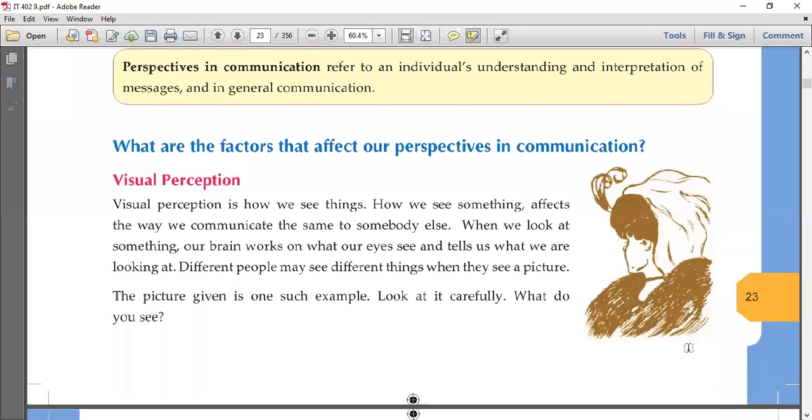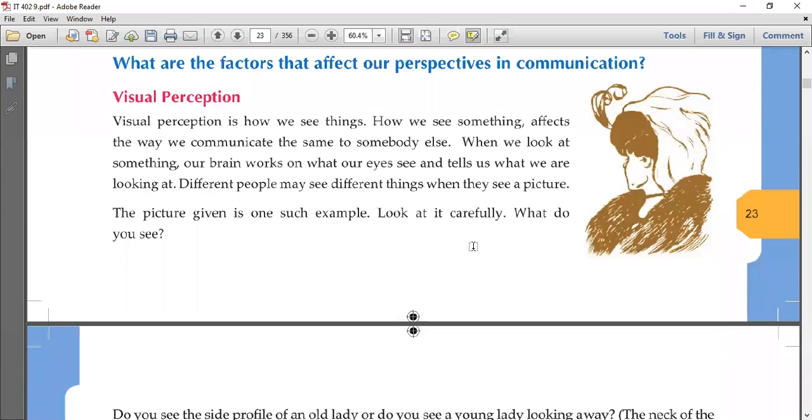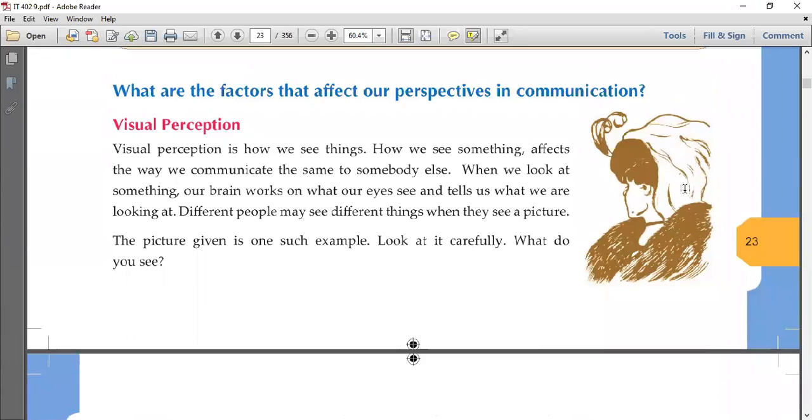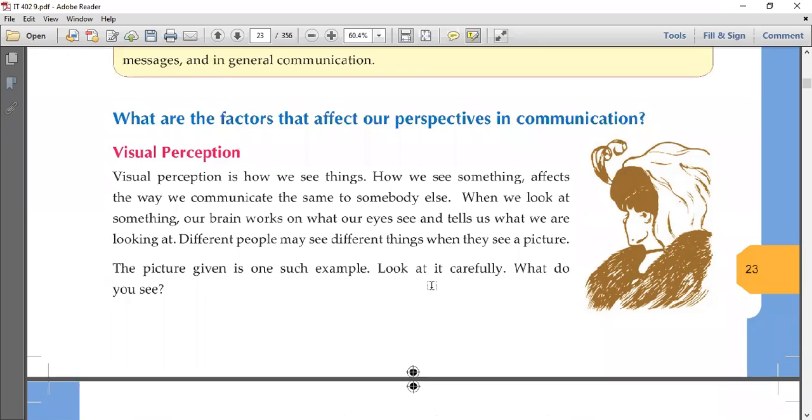So if you see, like in this picture, can anybody tell me what all people are seeing in this? इसमें क्या दिख रहा है? Anybody? Just see this picture. What are you getting out of it? आपको क्या दिखाई दे रहा है इस पिक्चर में?